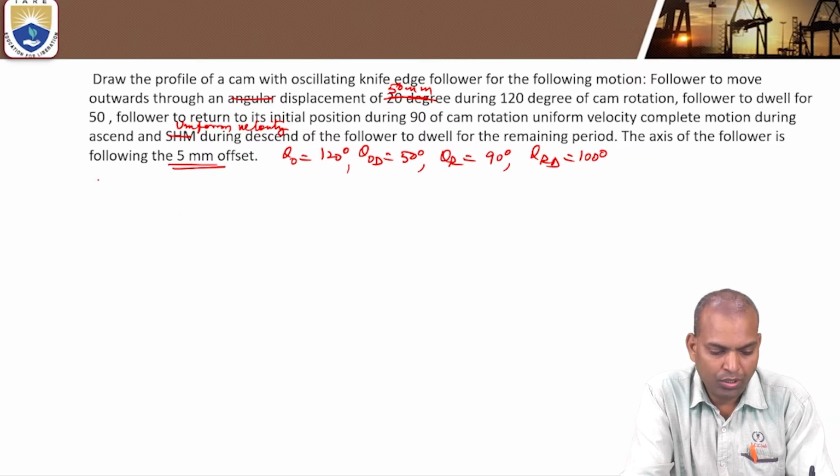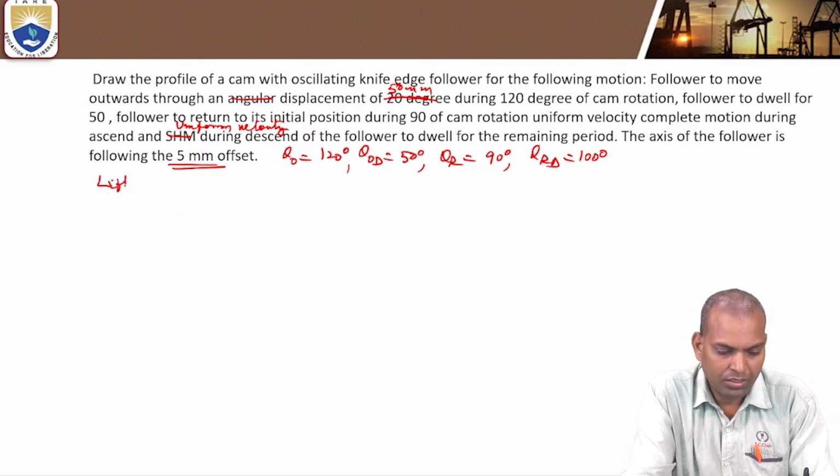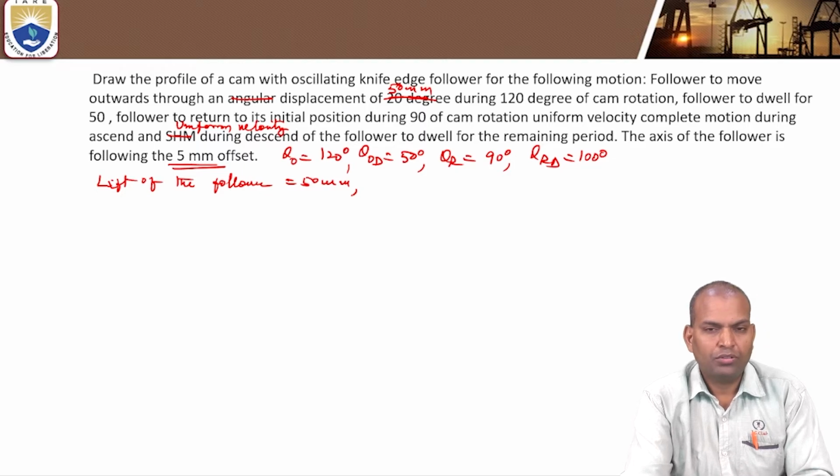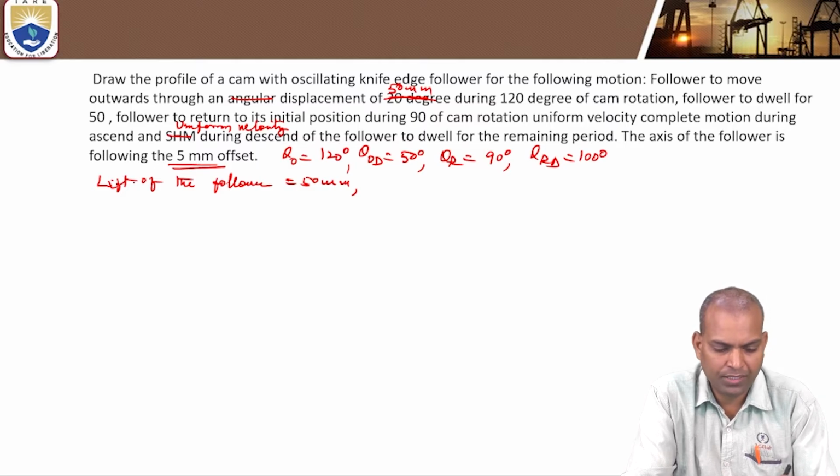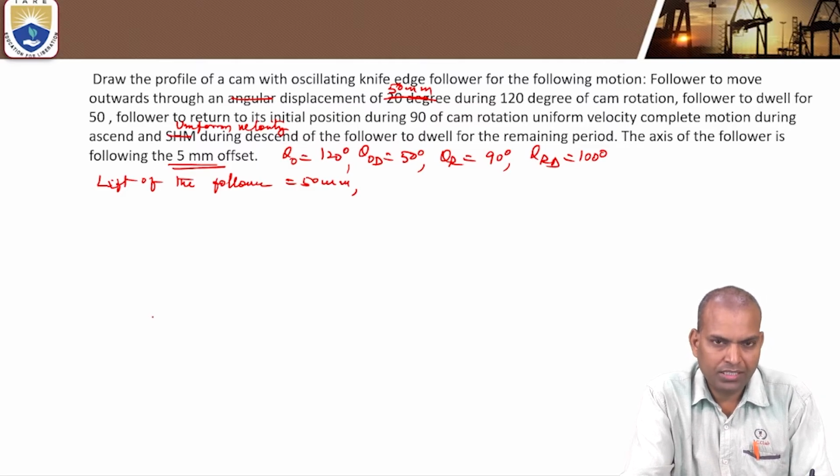Now the point is that theta O is 120 degrees, theta OD 50, theta R 90 degrees, theta RD 100 degrees. The lift of the follower is 50 millimeters. So draw the displacement diagram. During ascent and descent, we are considering uniform velocity. On the x-axis, take the scale 10 degrees equal to 1 centimeter.